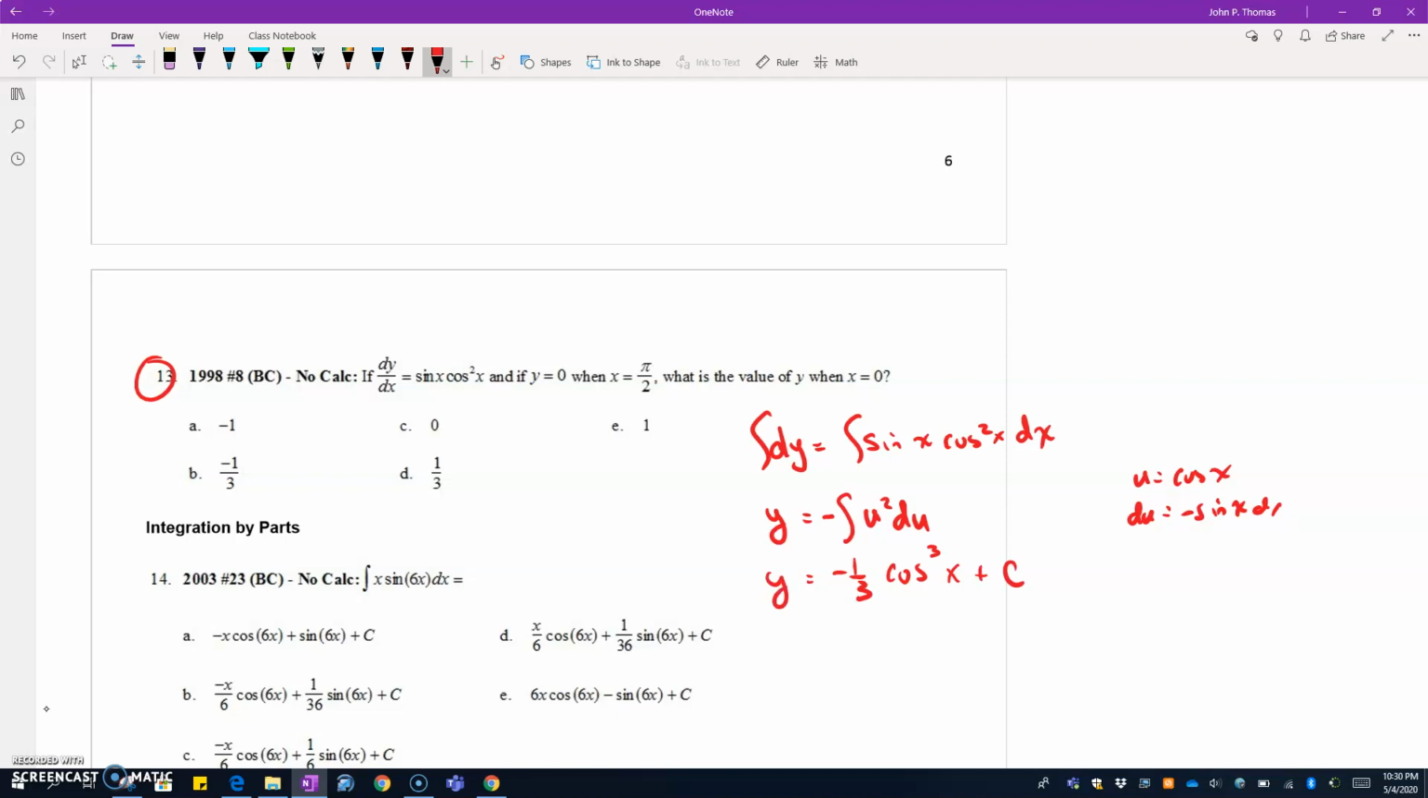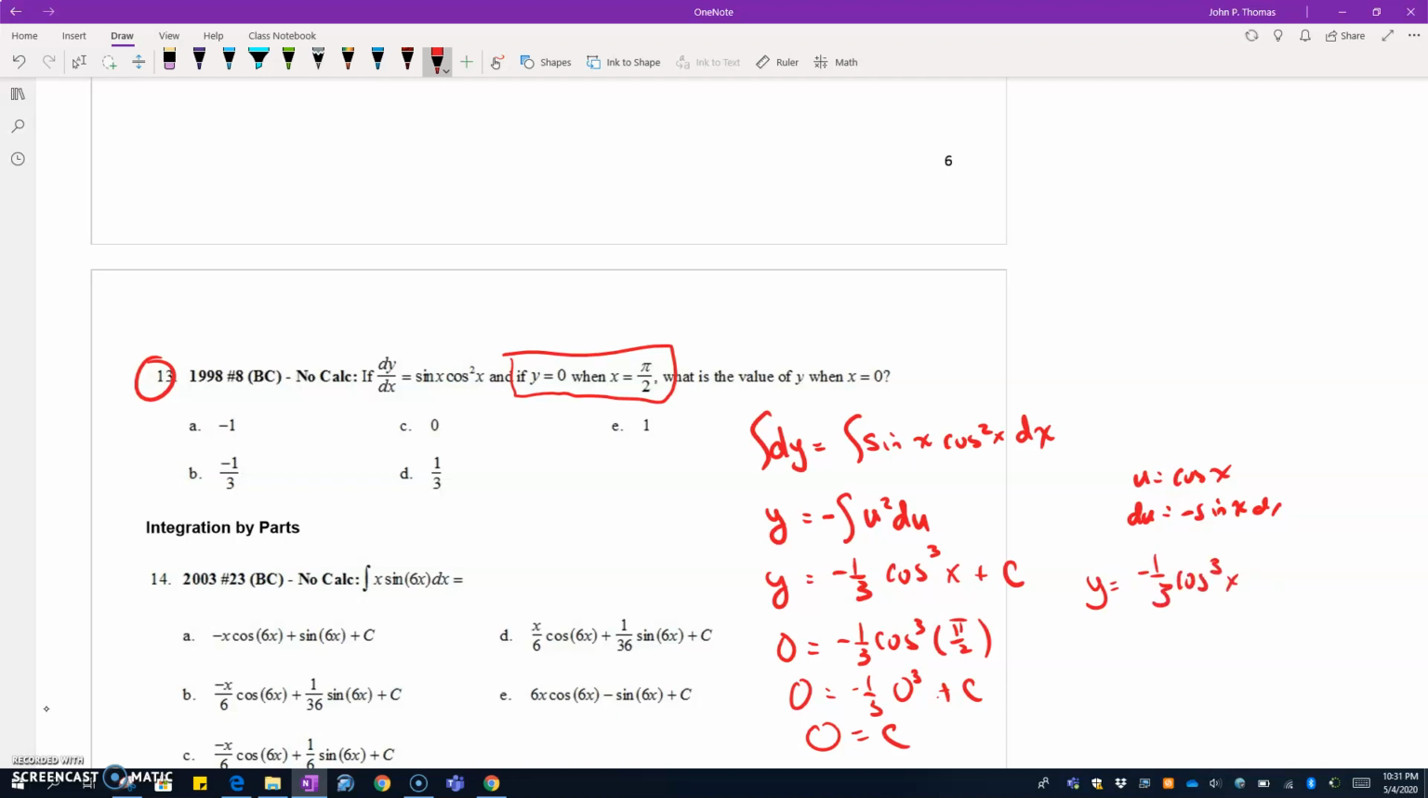Now, they told me that y equals 0 when x equals pi over 2, so 0 equals negative 1/3 cosine cubed of pi over 2. Pi over 2 is vertical, so cosine is 0 there. So we get 0 equals negative 1/3 times 0 cubed plus c. So 0 equals c. That tells me my particular solution is y equals negative 1/3 cosine cubed x.